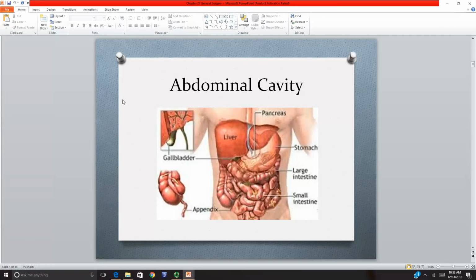The body is separated into different compartments divided by membranes, muscles, and other connective tissues. In the abdominal cavity, you have your abdominal organs such as your stomach, liver, and the pelvic cavity, which has the reproductive and GI systems, along with the retroperitoneal, which is the space between the peritoneum and the posterior abdominal wall, which contains your kidneys, adrenal glands, and ureters.